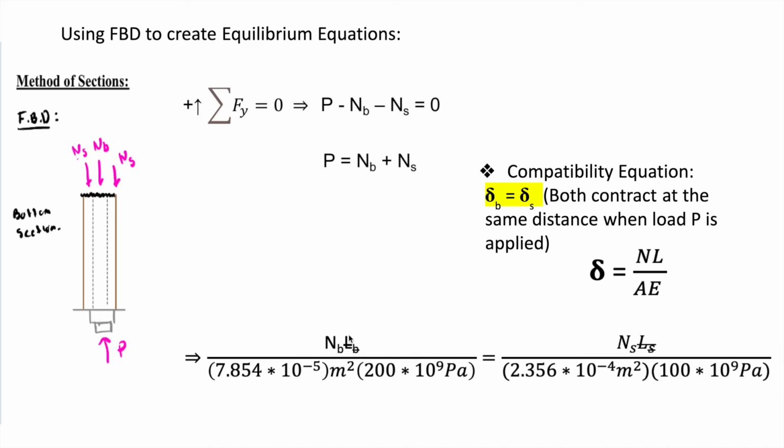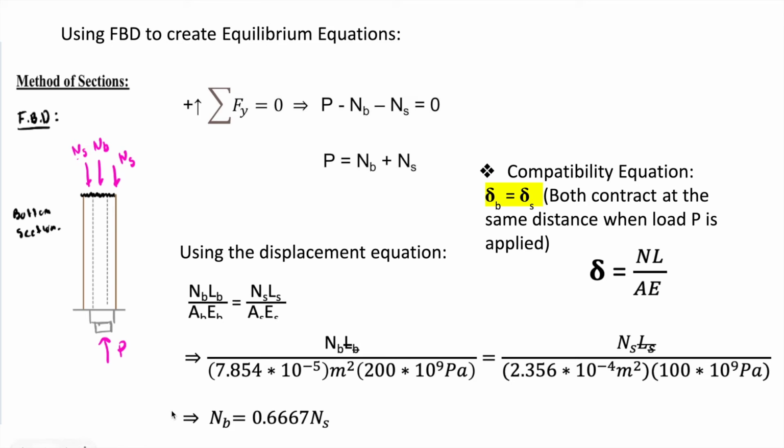So here is the normal force of the bolt, which we don't know yet. And here's the normal force of the sleeve, which we don't know yet. But what we do know is our areas and elastic moduli. I think that's the plural of modulus. And length, like I said earlier, the displacement is going to be the same throughout the load application, so the length is going to be equal throughout, so we can just cancel those out. And then we can solve for NB or NS. We decided to solve for NB, which is 2/3 NS.